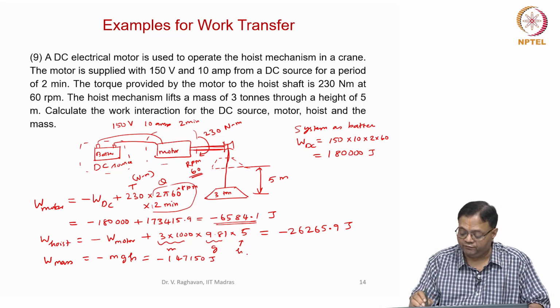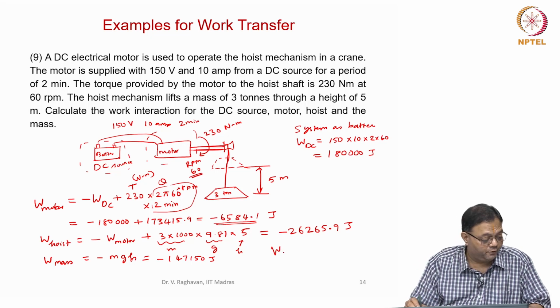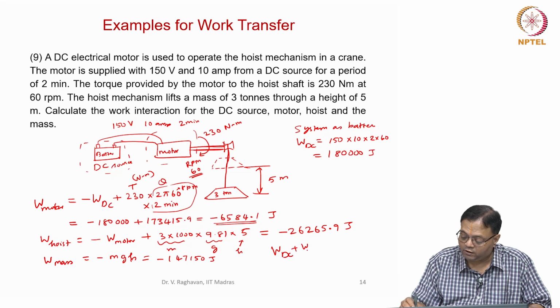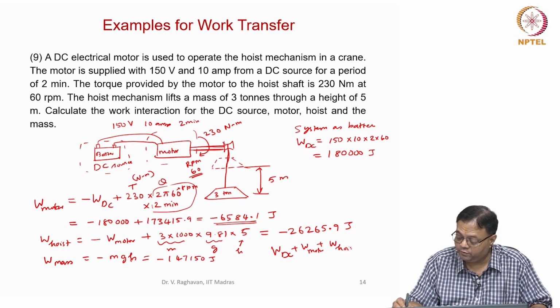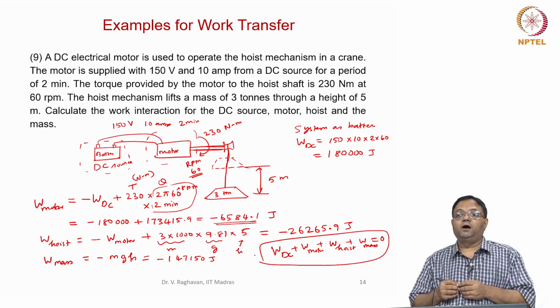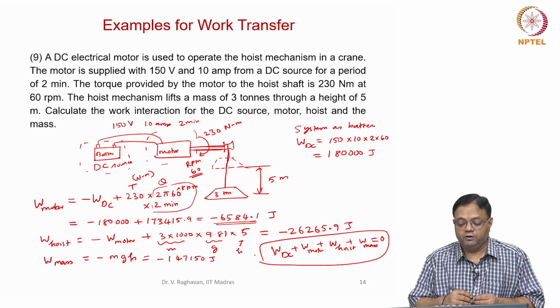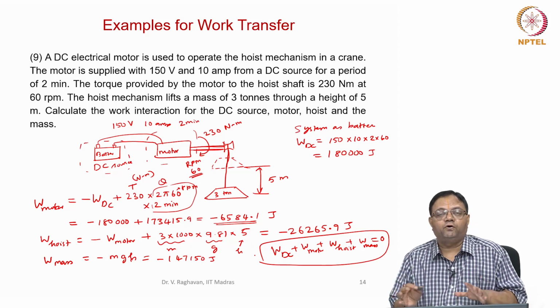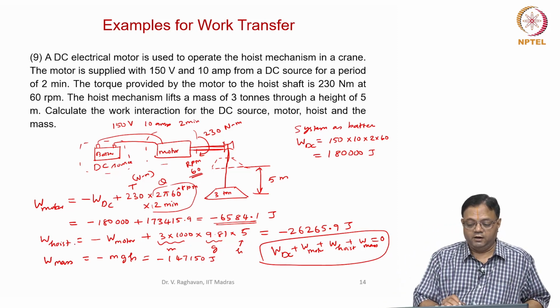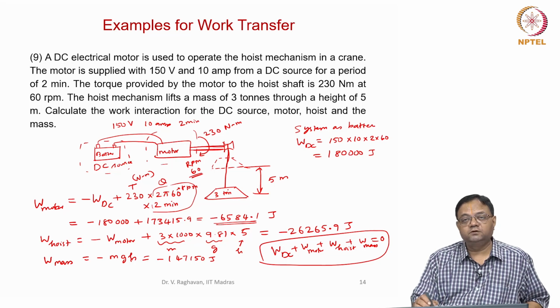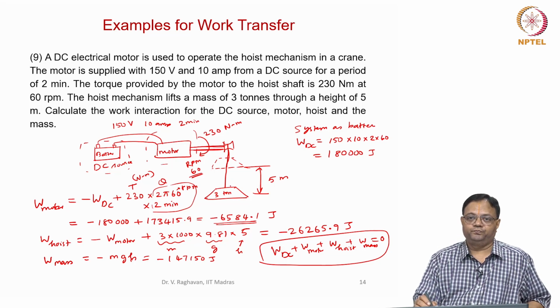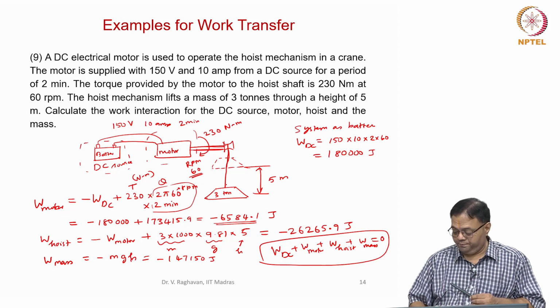So now we can see that after calculating the work for individual components by taking the system as the particular component itself, I can now prove that work DC plus work motor plus work hoist plus work mass will be equal to 0. So this will be the sigma W, which is equal to 0. This demonstrates that this problem covers all other forms of work. It covers electrical work, shaft work, and the work done against gravity. So this is problem number 9.